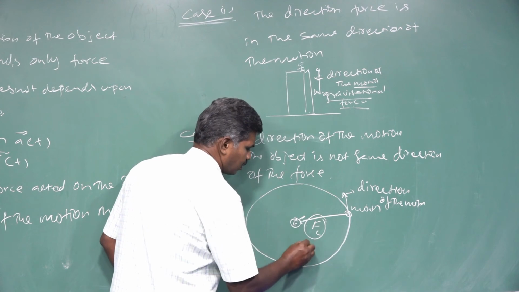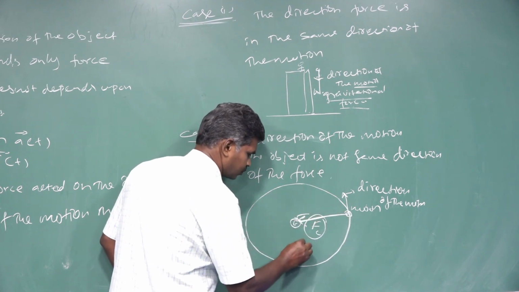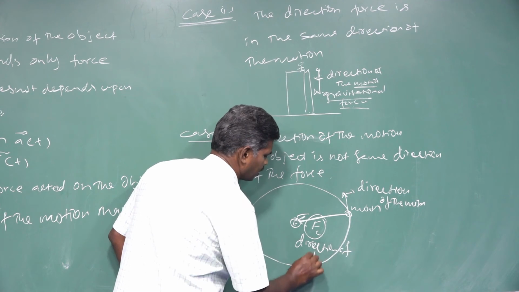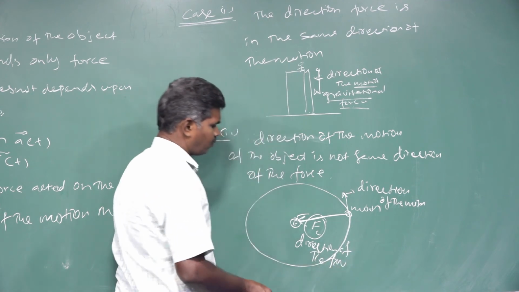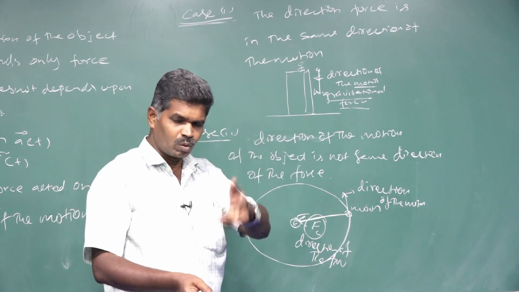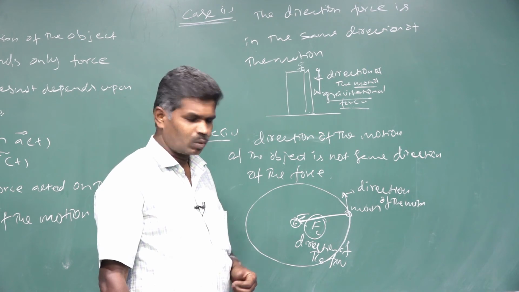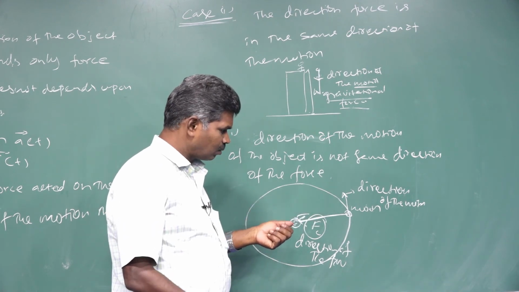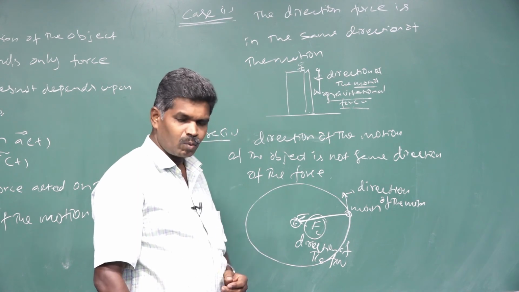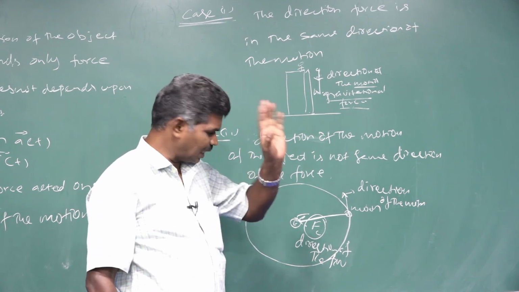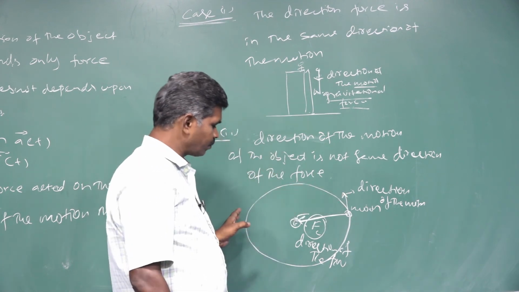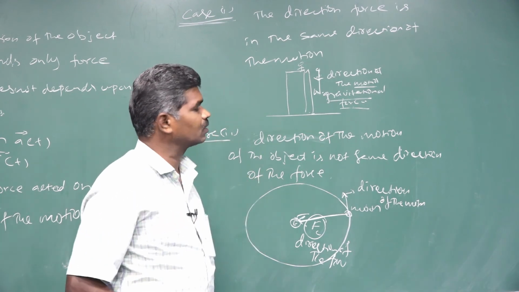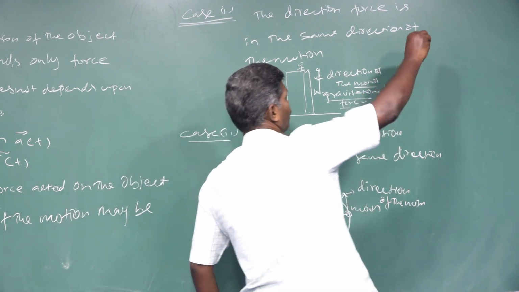Is the direction of the force. So from our example of the moon revolving around the earth in an elliptical orbit, the motion of the moon is in some direction, not in the same direction as that centripetal force. That is the second case. Then we have the third case.